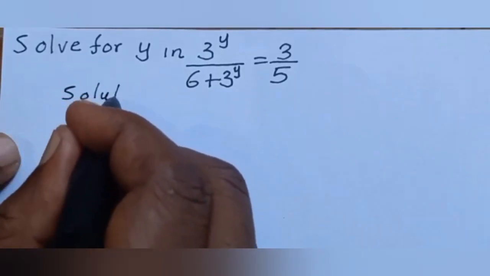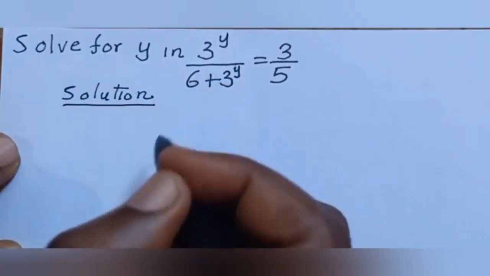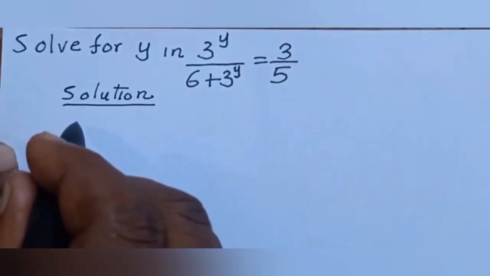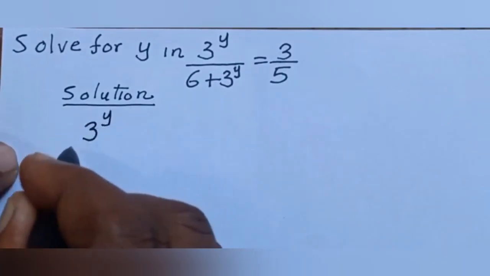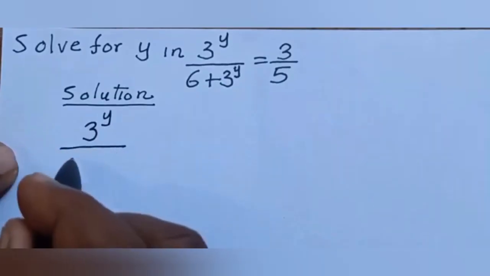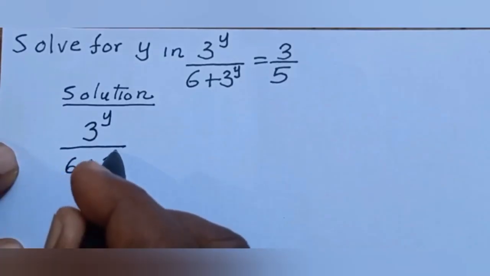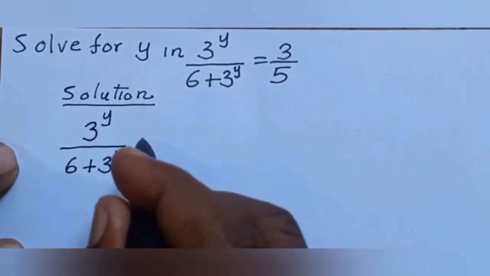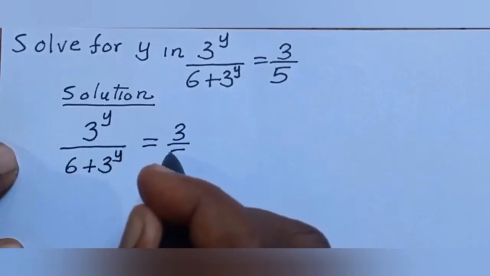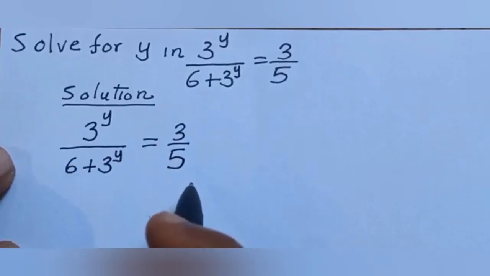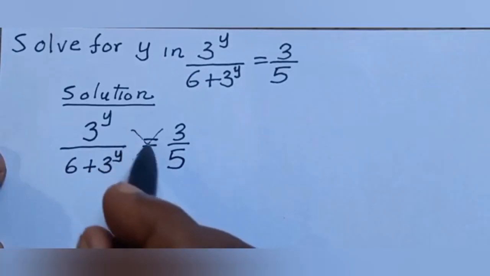Let's see the solution of this equation. First, copy the equation the way it is. We have 3 raised to power y over 6 plus 3 raised to power y, equals 3 over 5. In this case, the first step is cross multiplication.